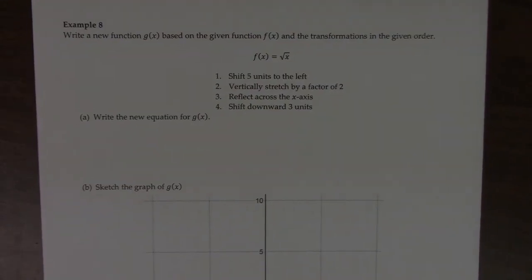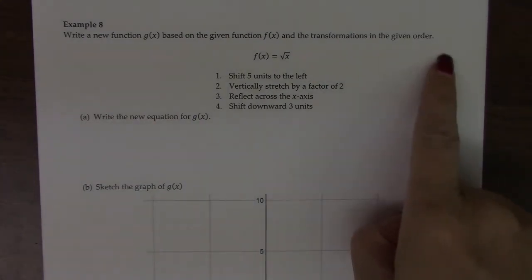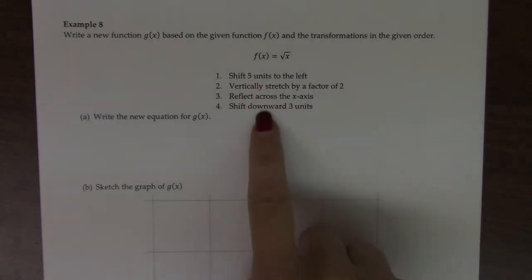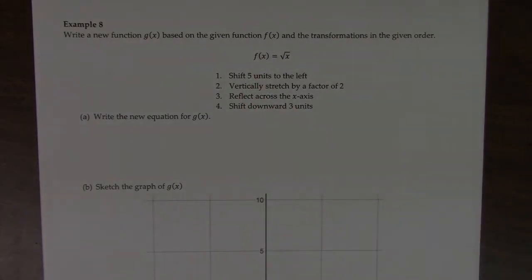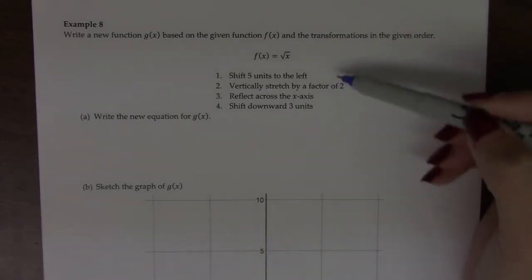Example 8 asks us to write a new function based on the given function and the transformations in the given order. So we were actually given a set of directions here, and so we want to make sure we write this stuff in the proper order.